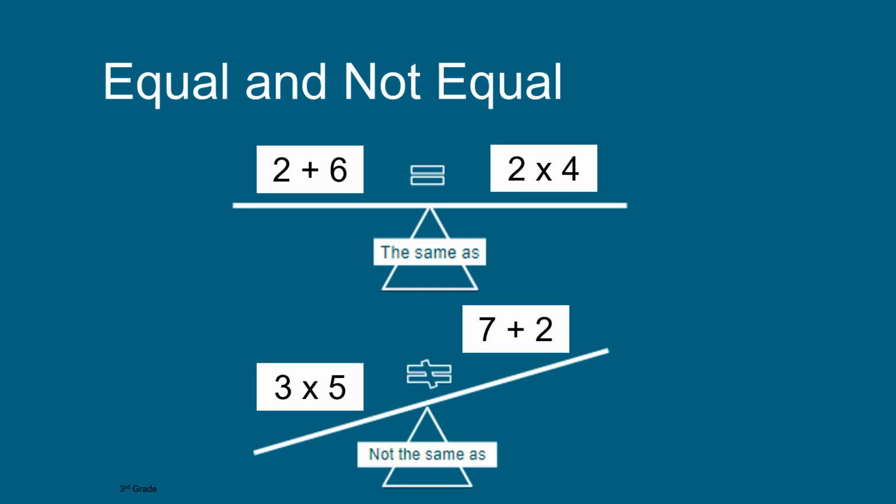You might have also noticed the following things about the bottom balance. This is an example of a statement that is not equal. One side of my balance is 3 times 5, which is 15. On the other side of my balance, I have 7 plus 2, which is 9. 15 is not equal to 9. So these two statements are not the same or not equal to each other.